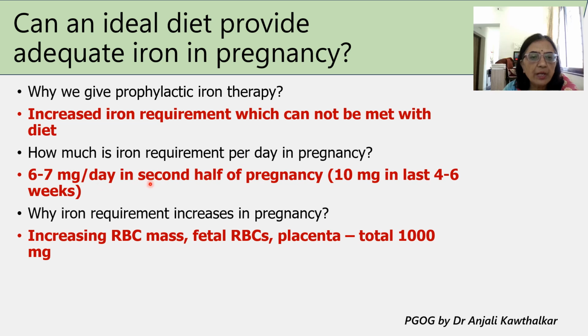It is 6 to 7 milligram in second half of pregnancy and reaches as much as 10 milligram in last 4 to 6 weeks. Dietary iron absorption is around 10 to 20%. Absorption increases in pregnancy, but not more than 20%. And that much of the iron content in a balanced diet is not feasible. So that is why we need to give prophylactic iron therapy.